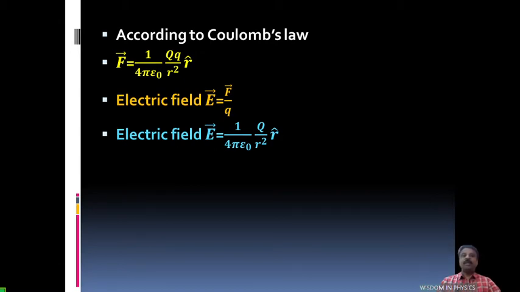Here the electric field does not depend on the test charge, because in this expression we don't have small q. It mainly depends on the strength of our source charge capital Q and also the distance. Here the electric field is inversely proportional to the square of distance. When you come closer to the source charge Q, the field will be very strong. If you go far away from Q, it is evident from the expression that it will decrease to 0 at infinity.